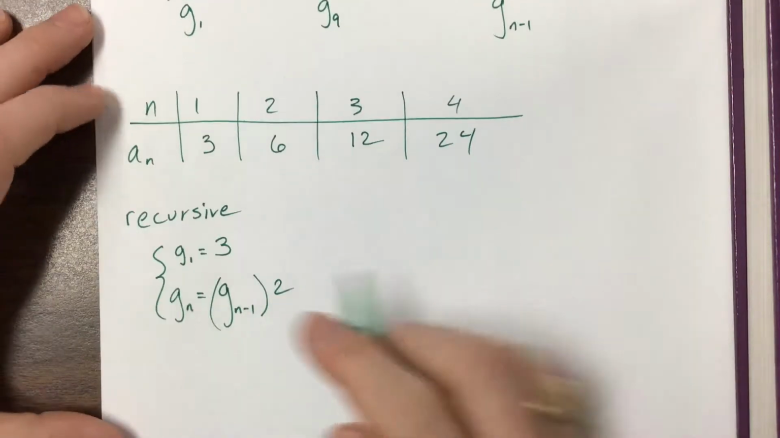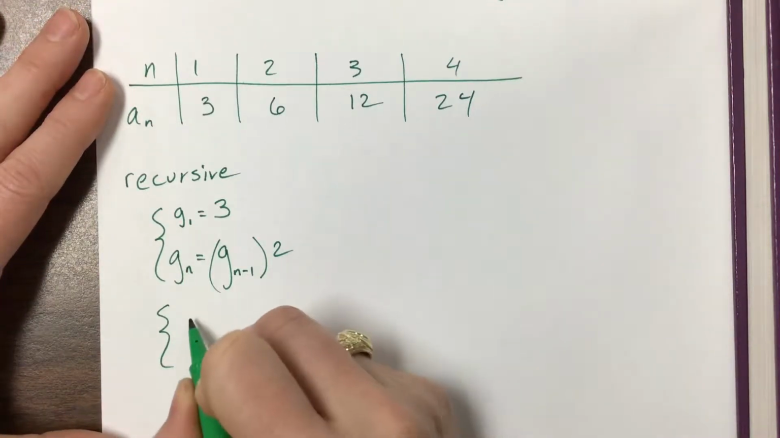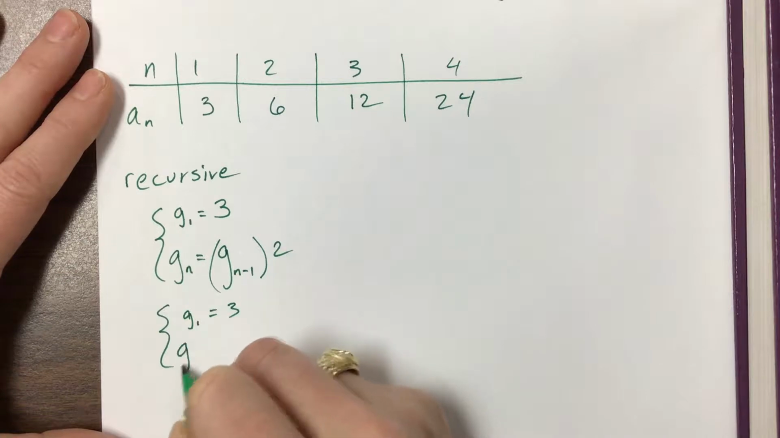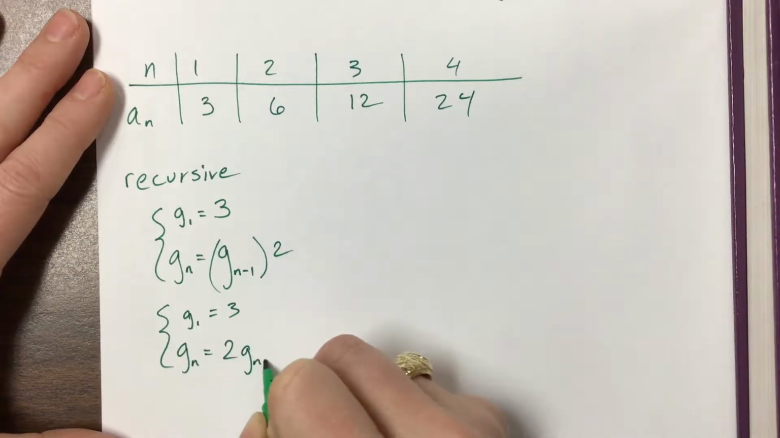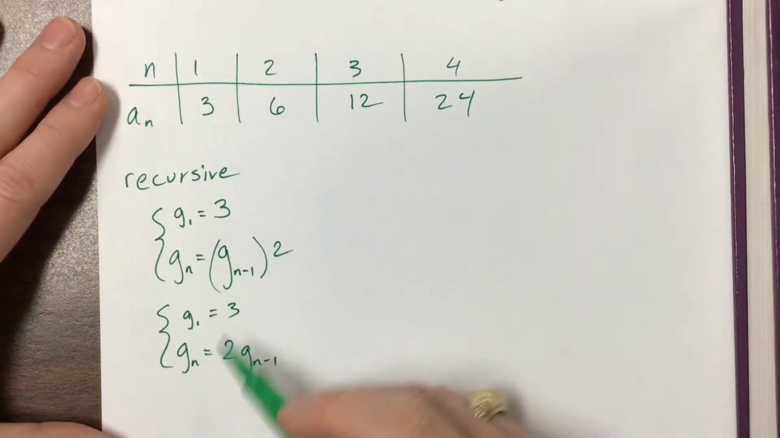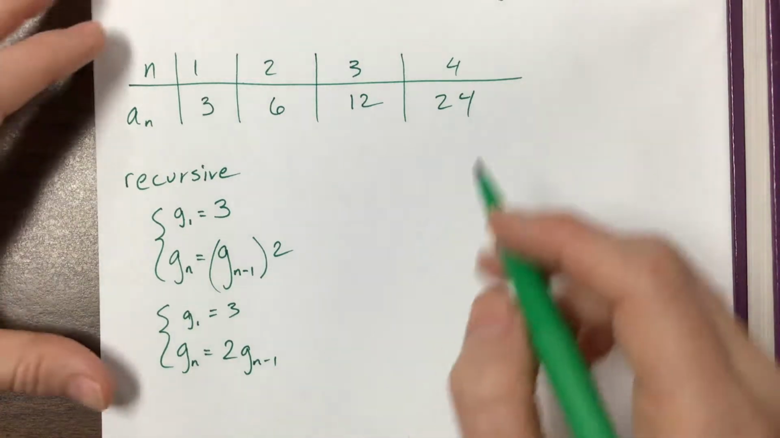Typically I would write it this way: g sub 1 equals 3, and g sub n is equal to 2 times g sub n minus 1. There's nothing wrong with either one. This is what I tend to do.